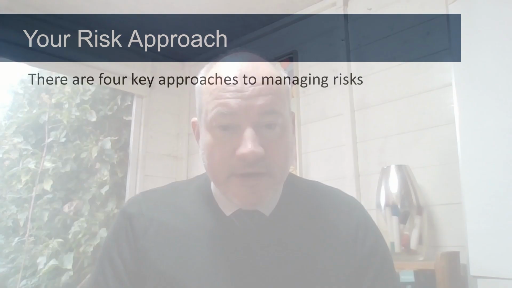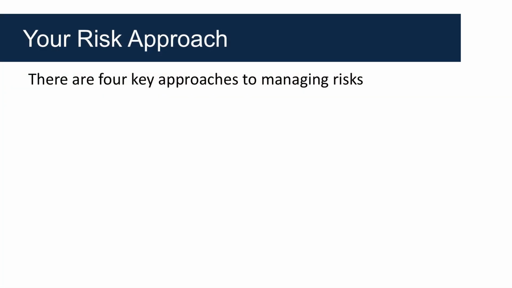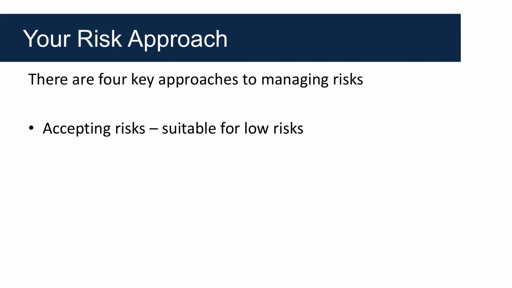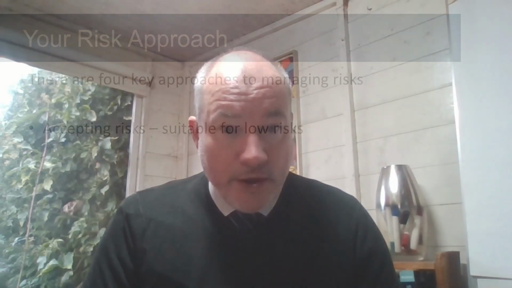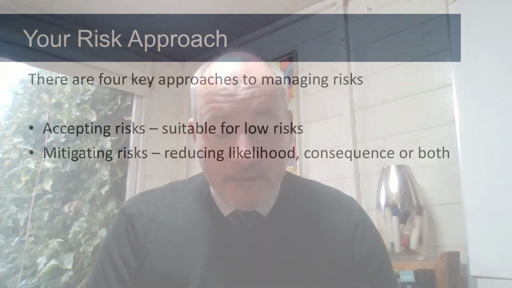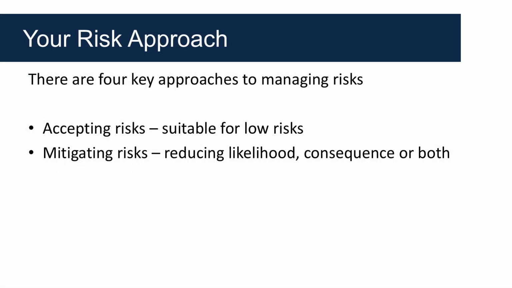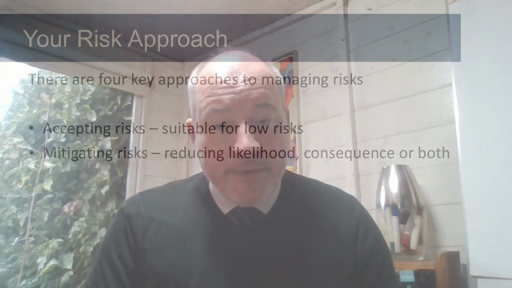What's your risk approach? How are you going to manage your risks? There are 4 things you can do to manage risks typically. You can accept them, that is to say, take no action. You'll do that for your lower rated risks that you're comfortable with. They don't need any attention. Many, if not most of your risks will be mitigated, and that is where you take steps to either reduce the likelihood or the consequence of the risk, or both, to end up with a lower risk score, trying to get to that point where you can simply accept the risk.